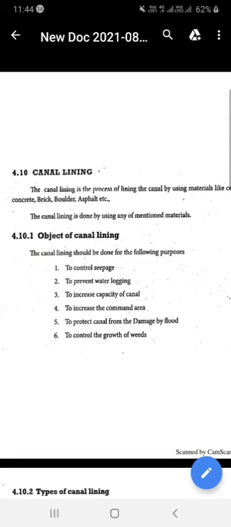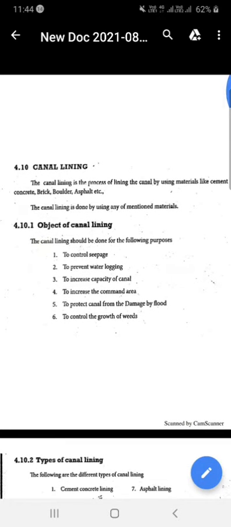So what is a canal lining? This is the process of lining the canal, that is, providing a protection layer over the canal using different materials like cement, concrete, brick, boulders, asphalt, etc. So these are the materials that are going to be used while providing a lining. What are those? Cement, concrete, brick, boulder, asphalt, etc. So the canal lining is done using these materials.